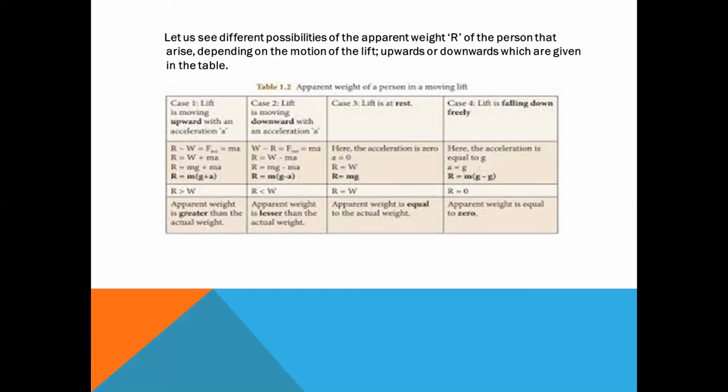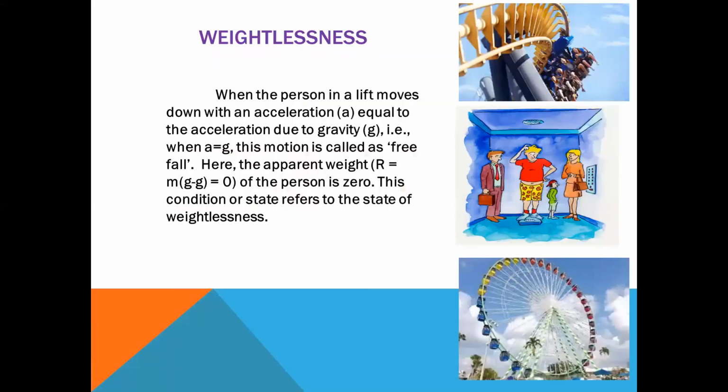The next case, lift is falling down freely. Here the acceleration is equal to G. A is equal to G. R is equal to M into G minus G. R is equal to 0. Apparent weight is equal to 0. This is the case. Next one is weightlessness.